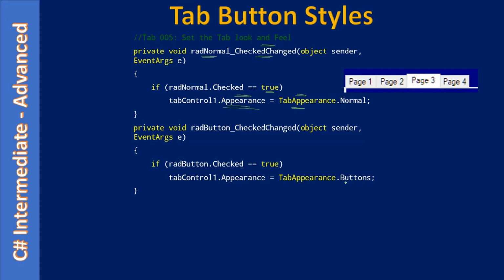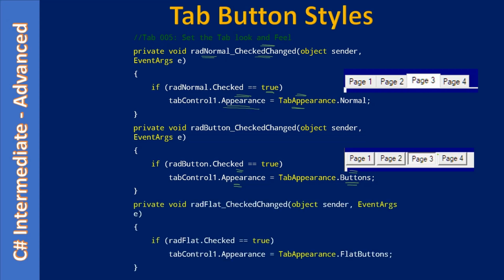This time we are using the buttons, so that's the style we are using, and the property is still the same, appearance. And you can see the difference how it looks. This time it looks like a button. And the third one is a flat button. So these are all the different styles we are applying using those radio options. And this is the flat button style. So if you look at the other tabs, they are flat. Here it looks like a button, and this one is the normal.